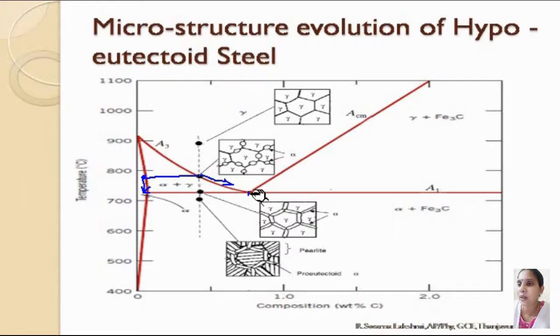Hence, on further cooling, what happens? The remaining austenite undergoes a eutectoid reaction to form pearlite. So the end product attained by cooling a hypo-eutectoid steel from pure austenite phase to well below the eutectoid line A1 is a combination of pro-eutectoid alpha and pearlite. So you must understand the dynamics of this reaction so that you appreciate the importance of the phase diagram.